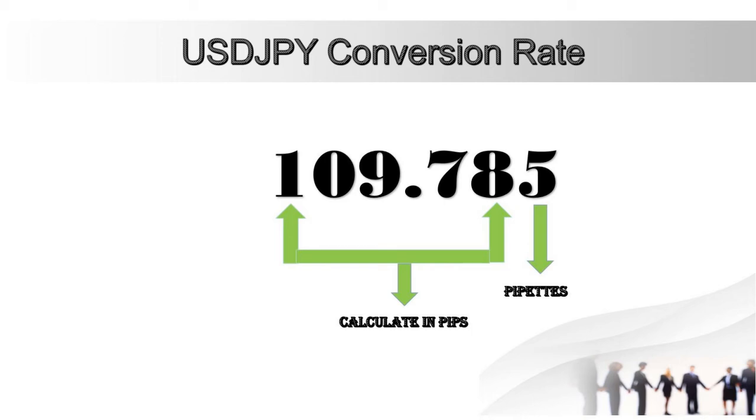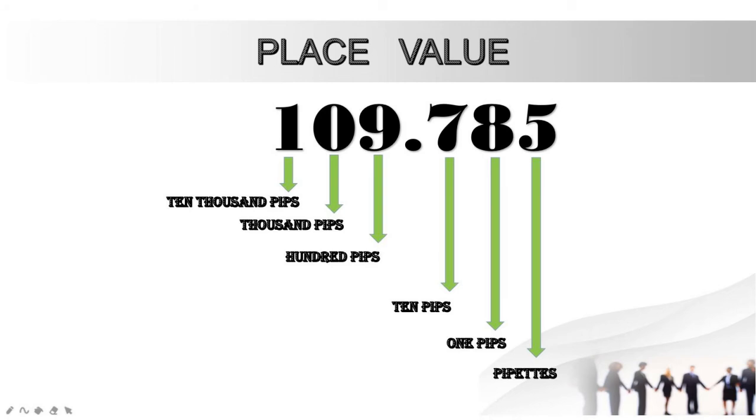Now we see this with place value. 109.785, coming from right to left: number 5 is pipot, 8 is 1 pip, 7 is 10 pips, 9 is 100 pips, 0 is 1000 pips, and 1 is 10,000 pips.